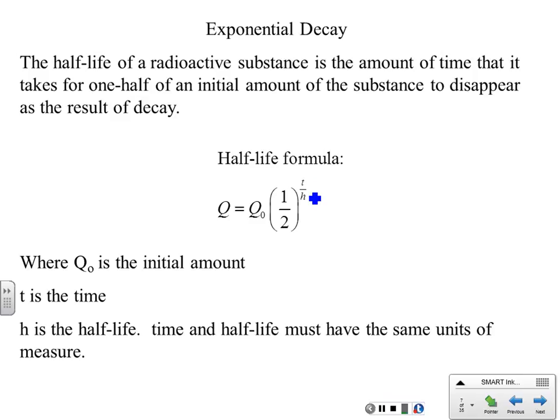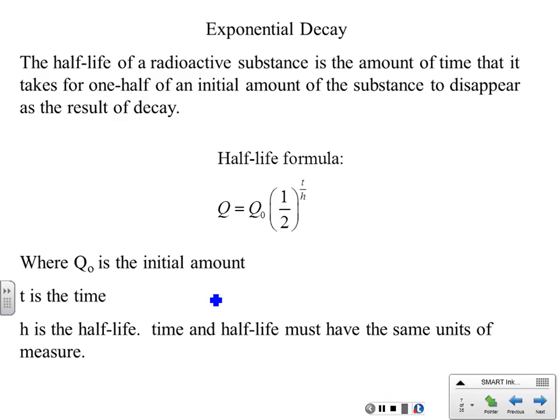Every substance on the periodic table has a half-life. Every known substance has a half-life. So H is that known half-life. And T is the amount of time that's in question. Q sub O is the initial amount, T is your time, and H is your half-life. Notice that time and half-life must be in the same units. So if your half-life is in minutes, and your time is in years, you have to do a little bit of math there to fix that.